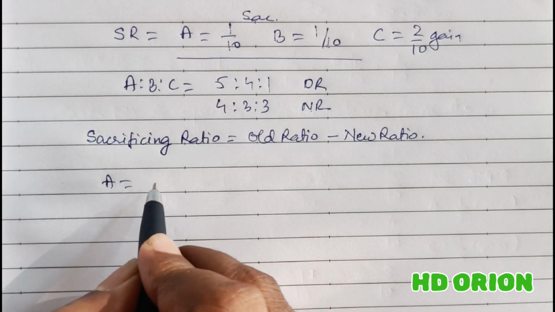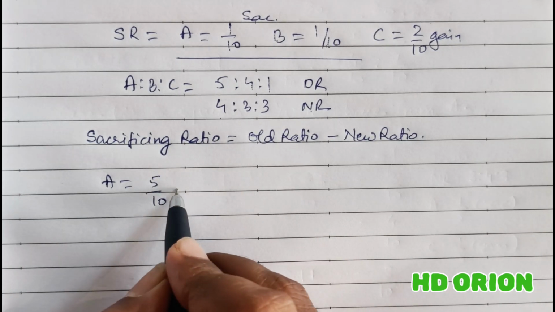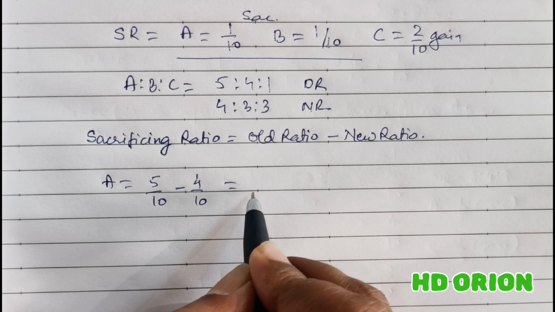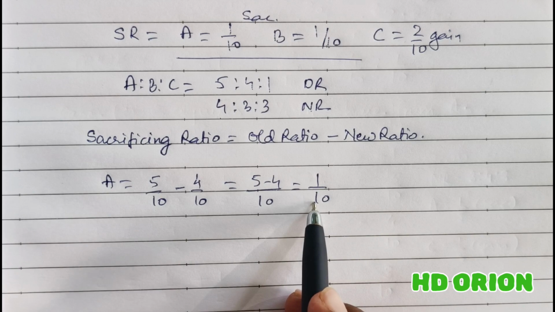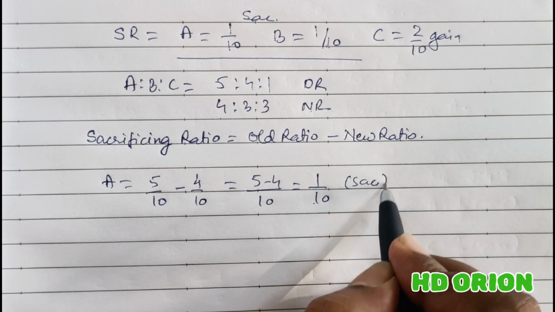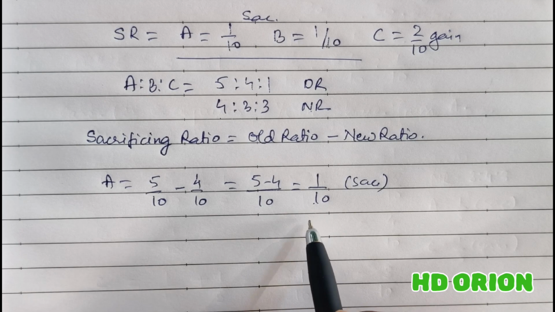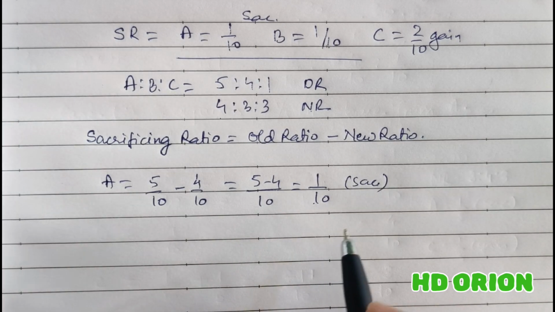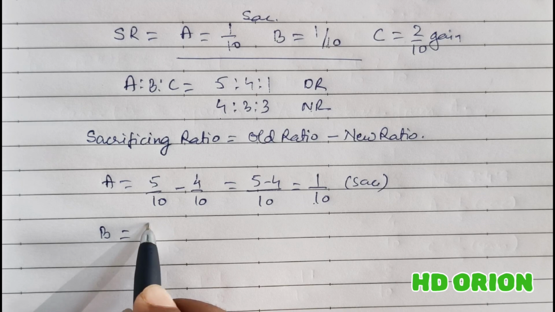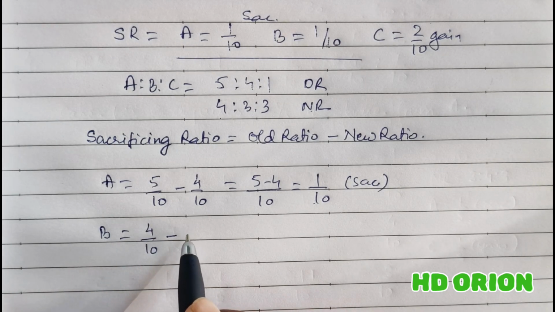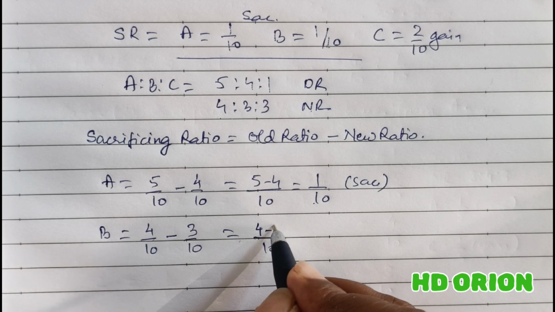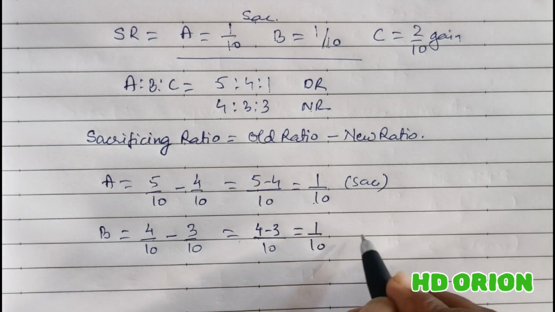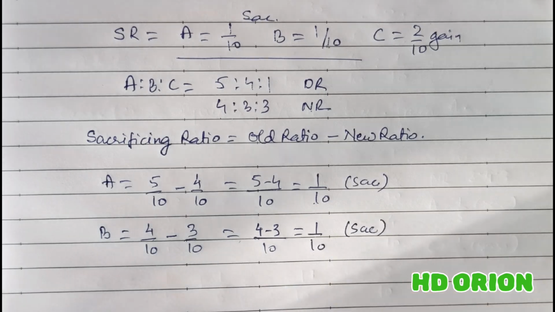For A, old ratio is 5 by 10 and new ratio is 4 by 10. So easily you can make out it is 5 minus 4 by 10, which is 1 by 10, and it is positive, so it is sacrificing ratio. A has sacrificed 1/10 of the total profit to C. And the same is for B. B was earlier getting 4 by 10. Now B is getting 3 by 10. Because the denominators are same, LCM will be 10. In the numerator you get 4 minus 3, which is equal to 1 by 10. Here also it is positive and therefore sacrificed.